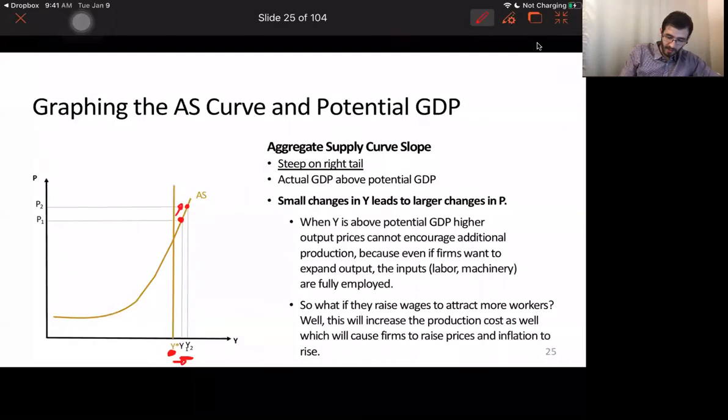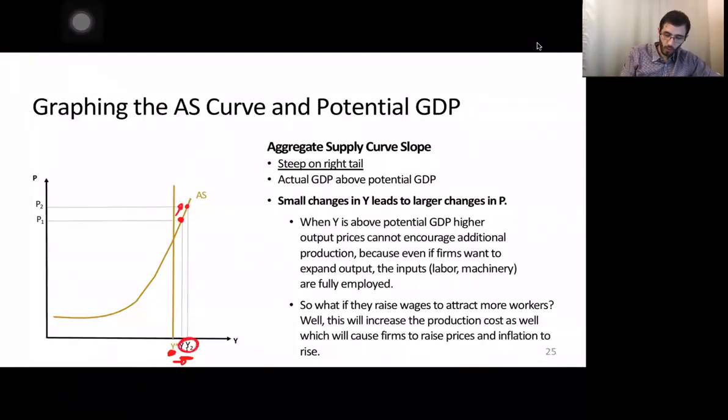Which means that small changes in Y, when the current level of the economy is past potential GDP, will result in large changes in the price level. Why? Because now we have to bid up the price of those goods, of those inputs, to be able to generate more output. And when you increase the price of the wage level, and you're paying more wages and higher prices for inputs, that ends up being translated to a higher price level for the final goods of those companies. So that's the idea here.